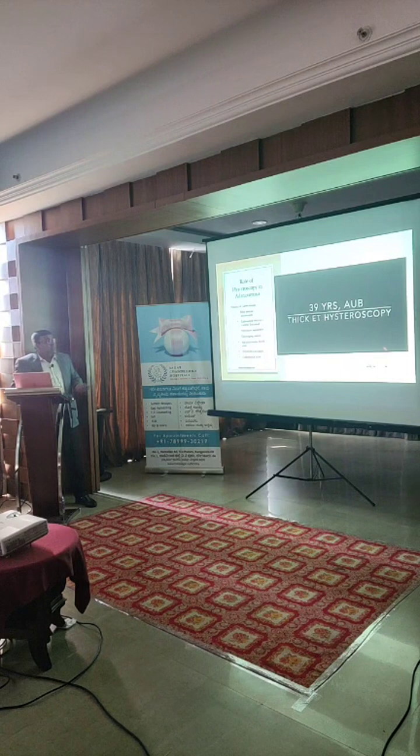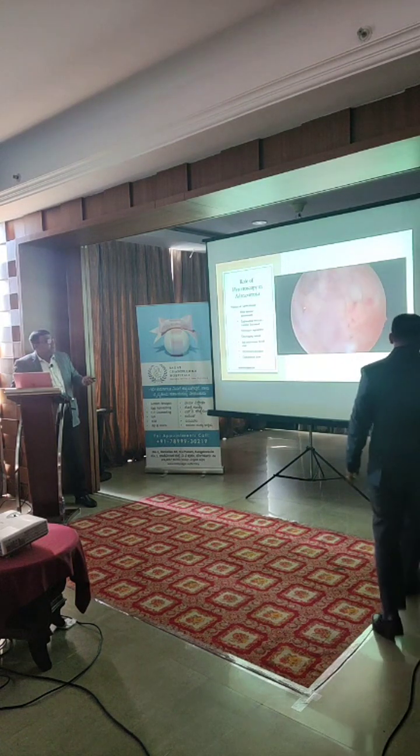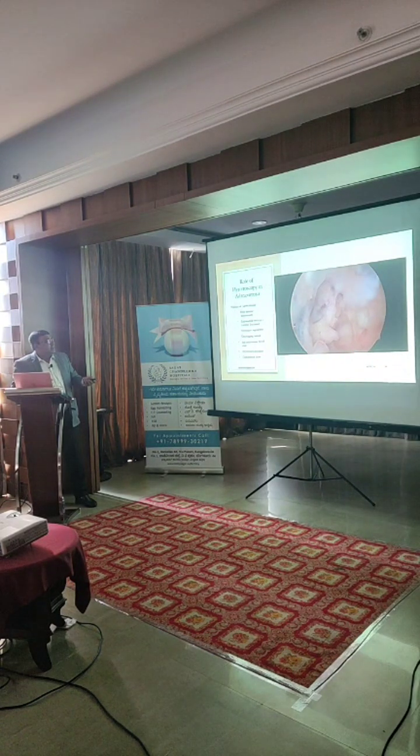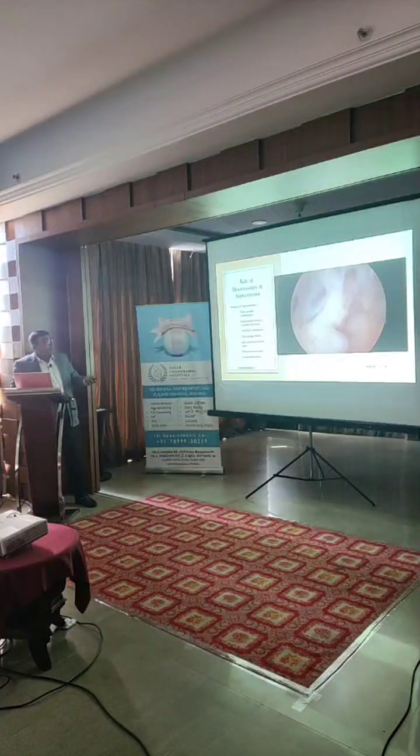This is another patient whom, for AUB with a thickened endometrium, we did a hysteroscopy. You can see irregularly grown endometrium with crevices and then subendometrial blood clots. And she also had a small polyp in the uterine cavity, which is a simple endometrial polyp. So again, the treatment is simple.